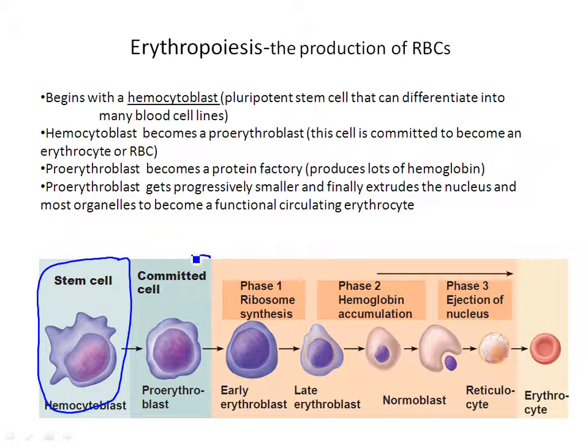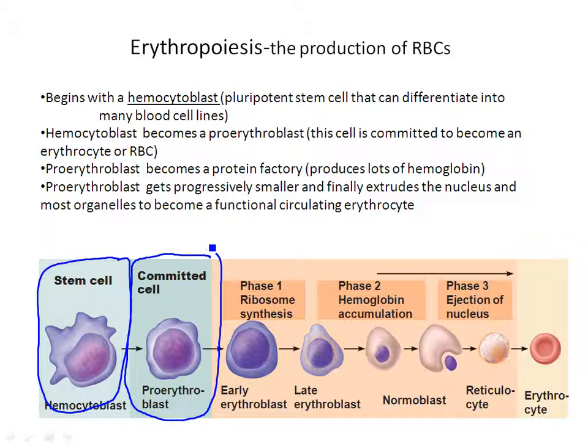So we're going to find that when you want to make more red blood cells, this stem cell or hemocytoblast differentiates into a pro-erythroblast. Once it gets to that stage, it's committed to become a red blood cell. It's not going to be able to become a white blood cell after that.